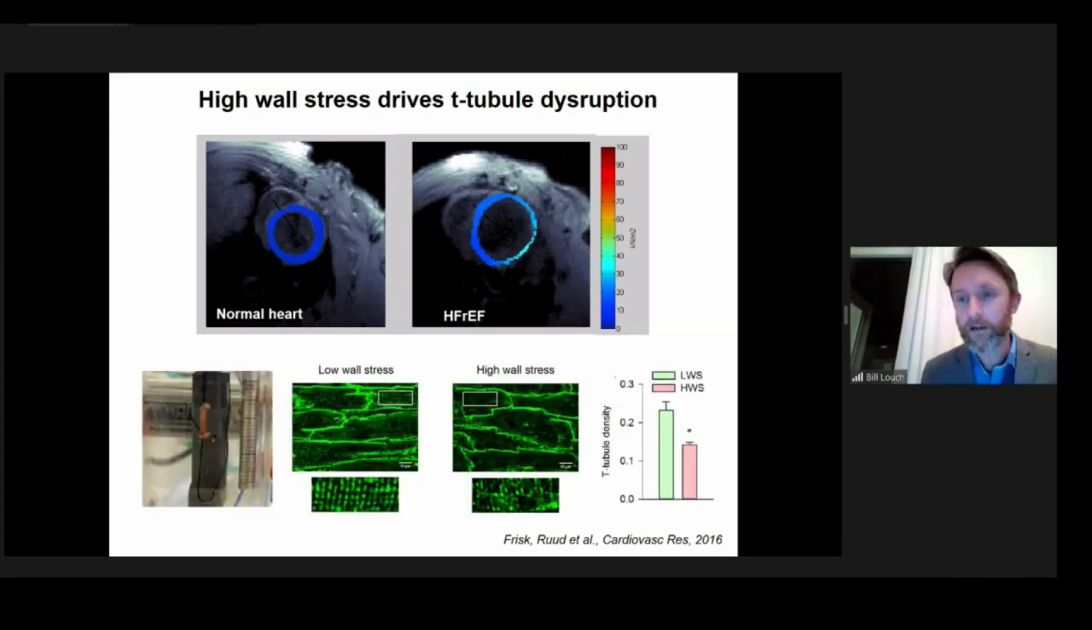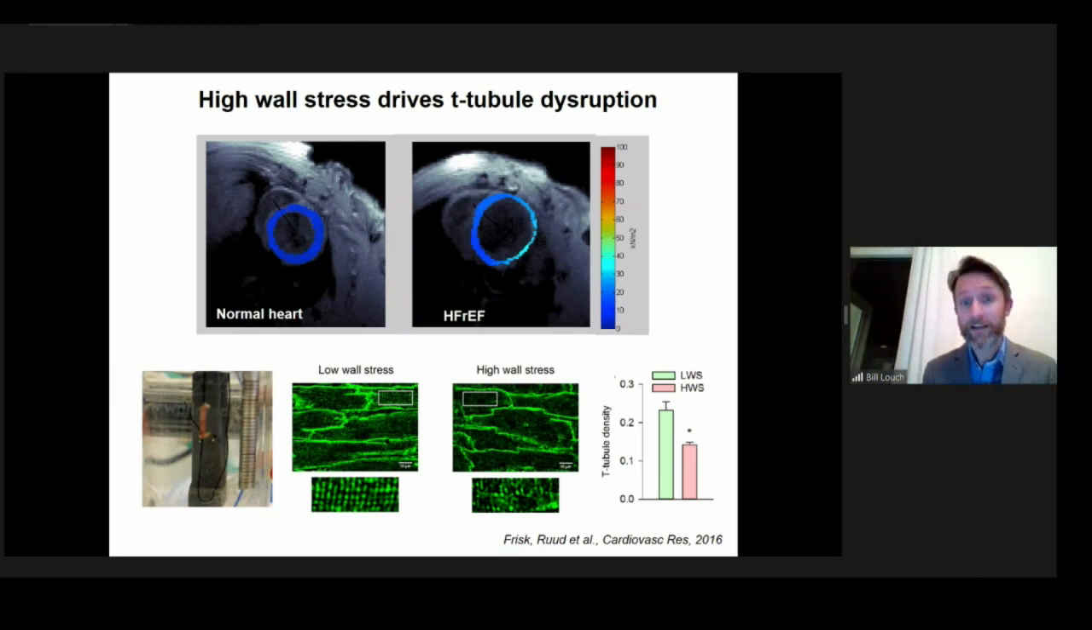So to look more into this, my PhD student, Marianne Ruud, she studied papillary muscles exposed to different amounts of stretch. So when she stretched them a lot, exposing them to high wall stress, like you would see next to the infarct in HFrEF, it caused the T-tubules to be degraded. You got a lower T-tubule density over a couple days of culture. When she stretched them just a little bit to reproduce the normal heart situation, the T-tubules were maintained. So this suggests to us that the high workload, the dilation, the thinning of the wall that happens in HFrEF signals the destruction of the structure of the cardiomyocytes.